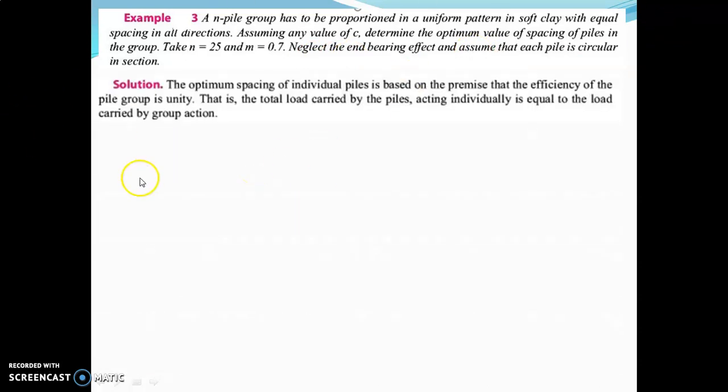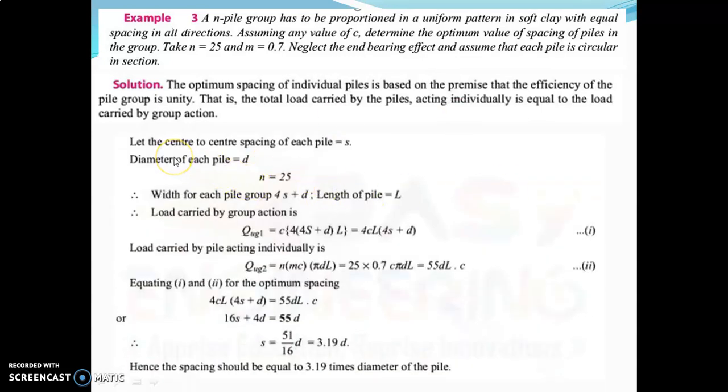Here the optimum spacing of individual piles is based on the premise that the efficiency of the pile group is unity. That is, the total load carried by the piles acting individually is equal to the load carried by the group action. Here let us consider the center to center spacing of each pile is equal to S, and the diameter of each pile is D.